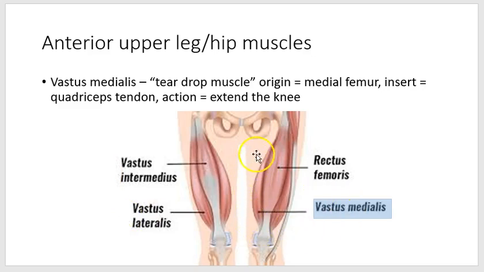If you look at it, it kind of looks like a teardrop. It's going to be medial, and it's going to be anterior on the femur. It inserts via the quadriceps tendon or the patellar tendon, and it allows you to extend the leg. All your quadriceps are going to allow you to extend the leg.